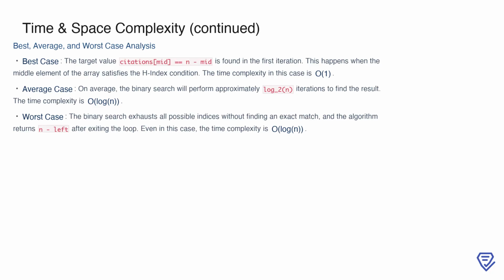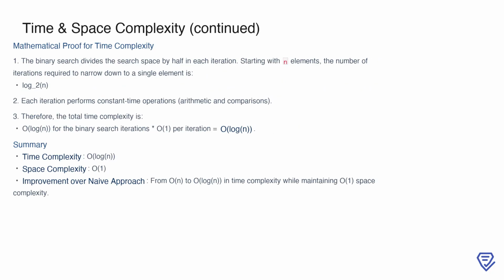Even in this scenario, the time complexity remains O(log n). Therefore, the algorithm is consistently efficient across all cases. To mathematically validate the time complexity, consider that the binary search reduces the search space by half in each iteration.